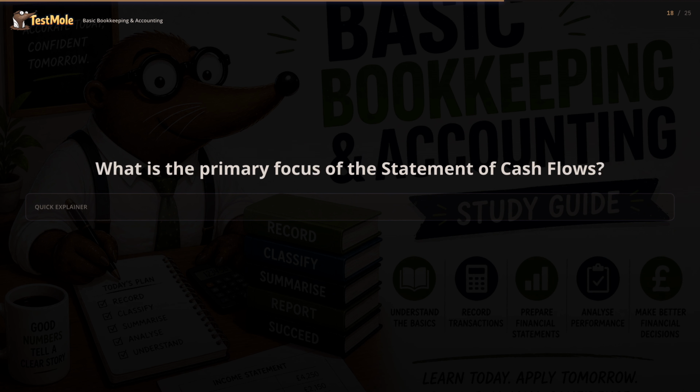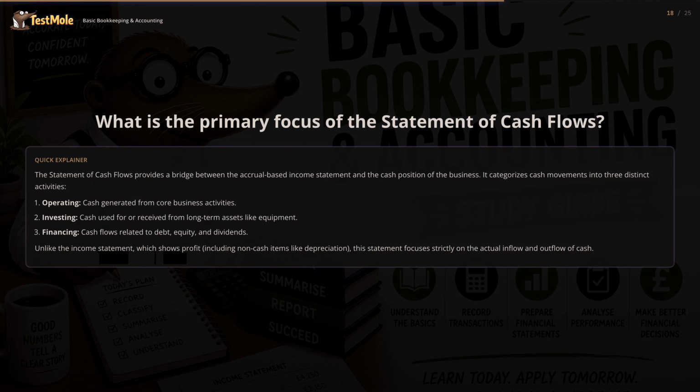What is the primary focus of the statement of cash flows? The statement of cash flows provides a bridge between the accrual-based income statement and the cash position of the business. It categorizes cash movements into three distinct activities.